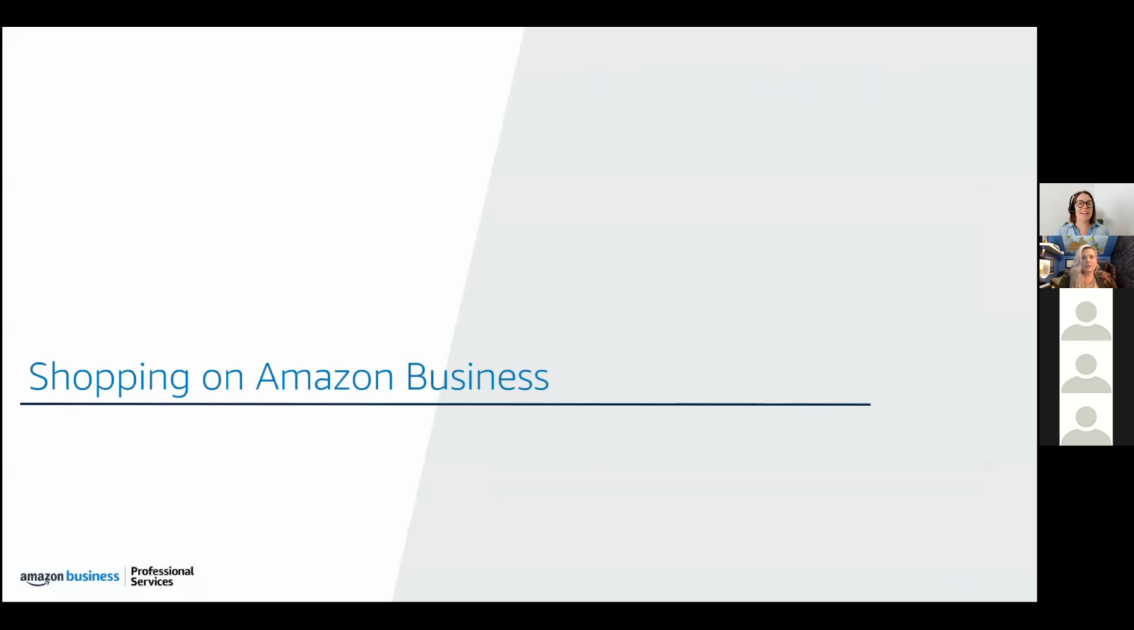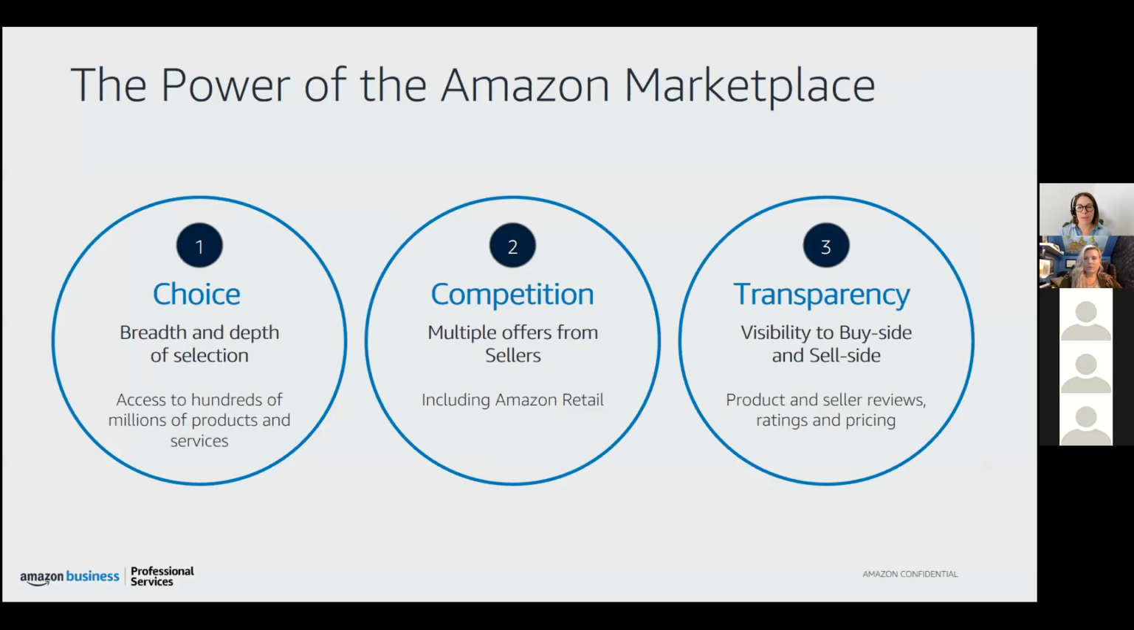Okay, so now that we've talked about getting into the account, let's talk about the fun part, which is shopping on Amazon Business. You really do have the power of the Amazon marketplace. So both choice, which is breadth and depth of selection with access to hundreds of millions of products and services. Also competition. You can look to see what other sellers on Amazon are offering for the same products. And that includes the offers and items you'd find on Amazon.com. And then third is transparency, visibility into both the buy side and the sell side with product reviews and seller reviews, ratings, and pricing.